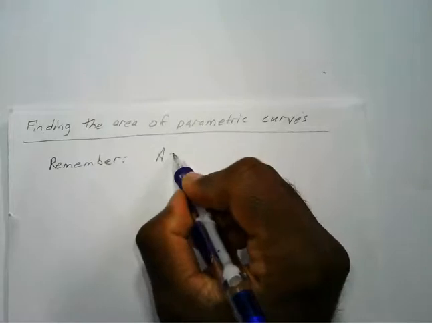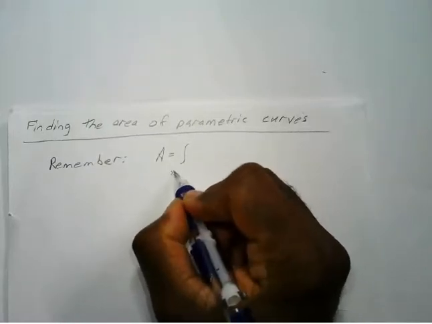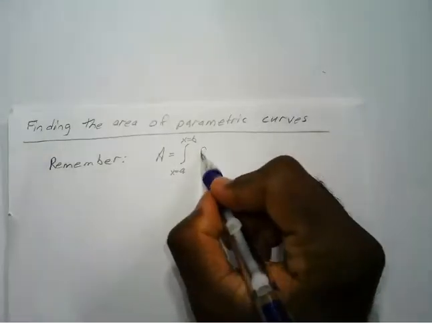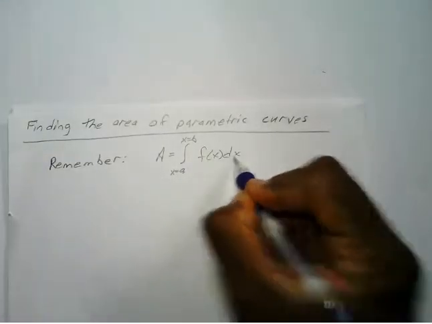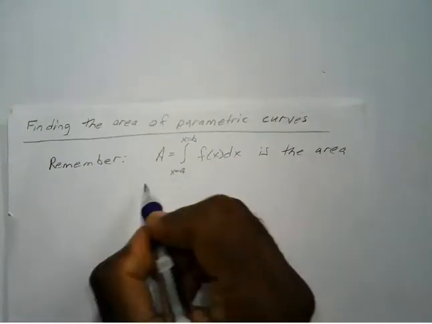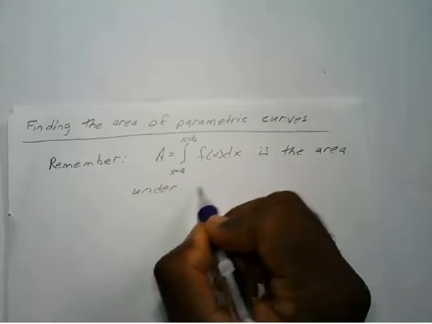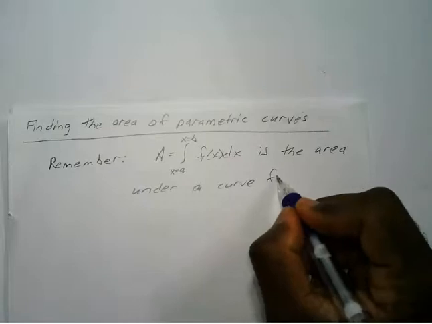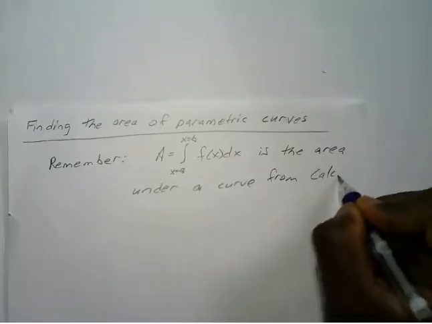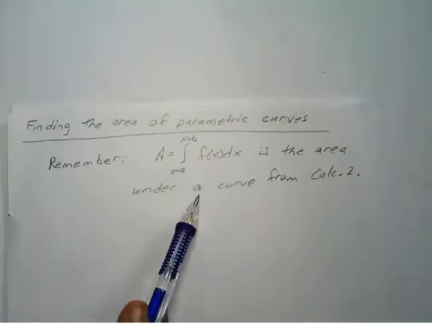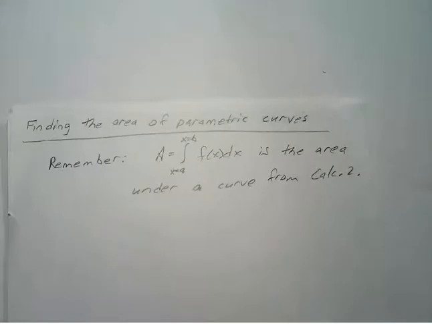where the formula A is equal to the integral from x equals a to x equals b of f of x dx is the area under a curve from a to b. Again, that's from Calc 2. We're going to use this very same formula, but we're going to put a parametric twist to it.